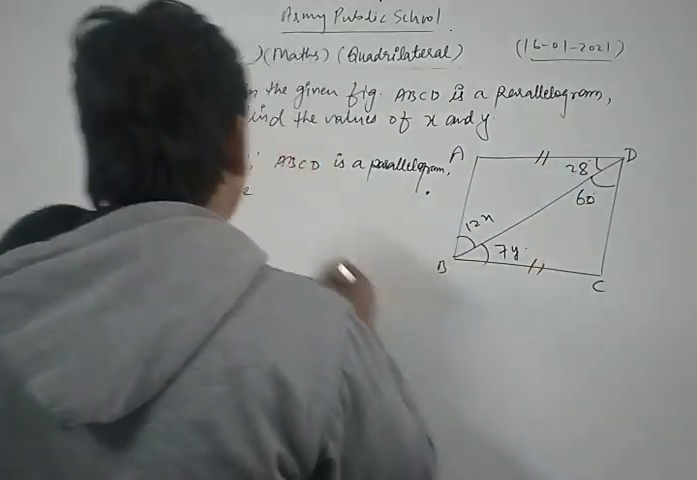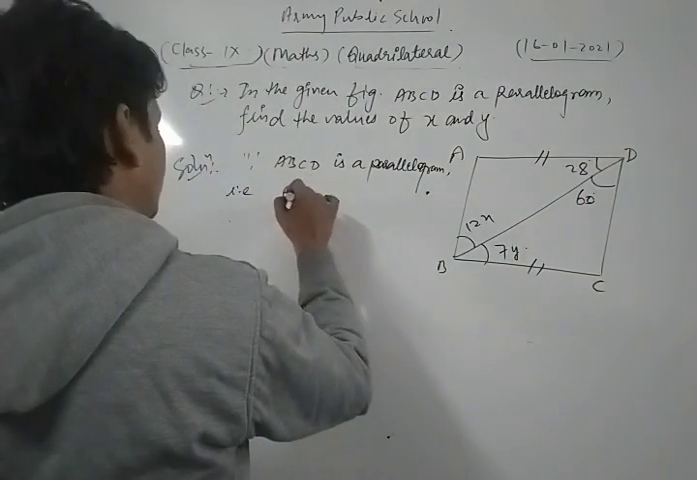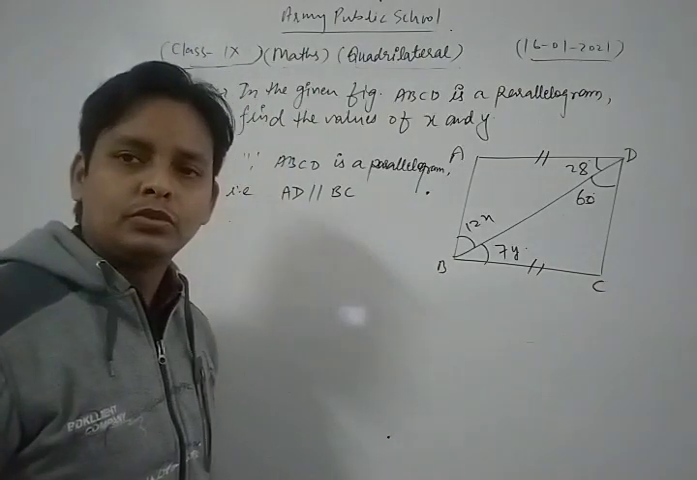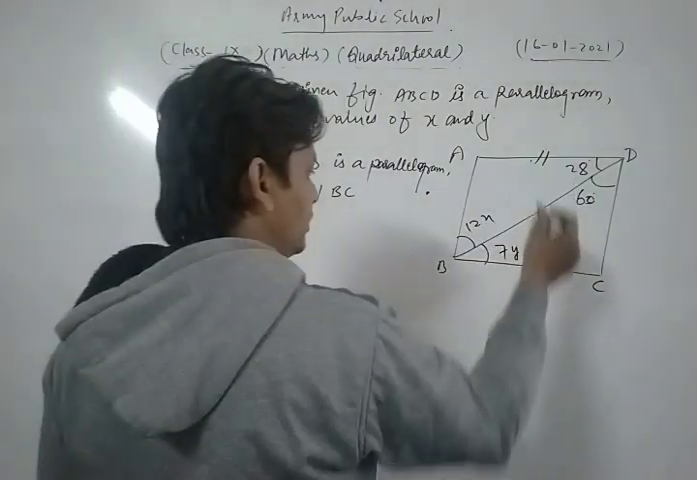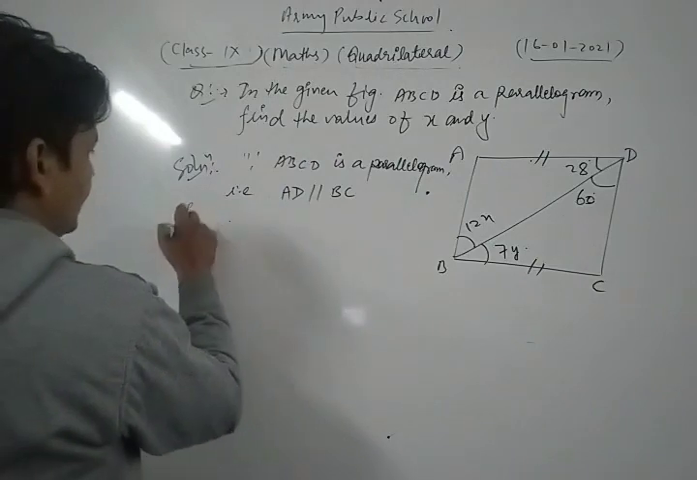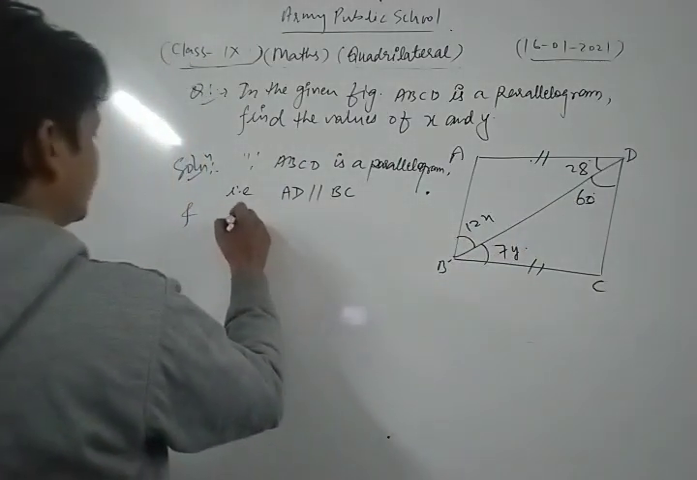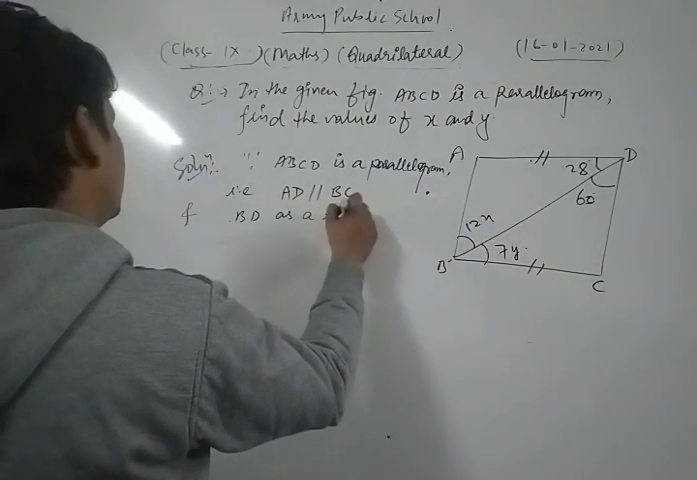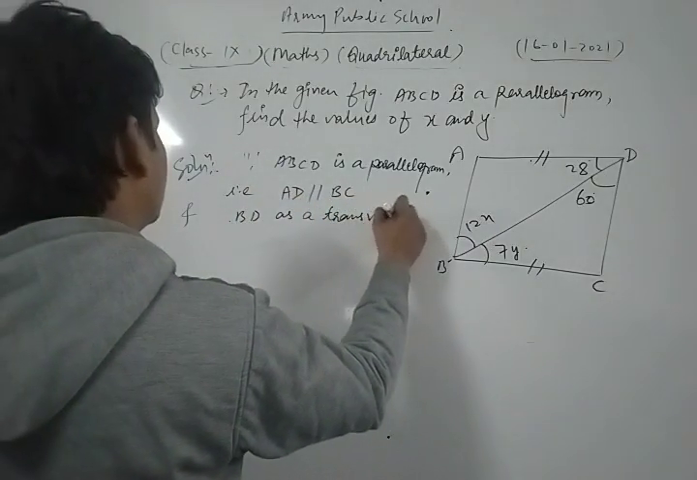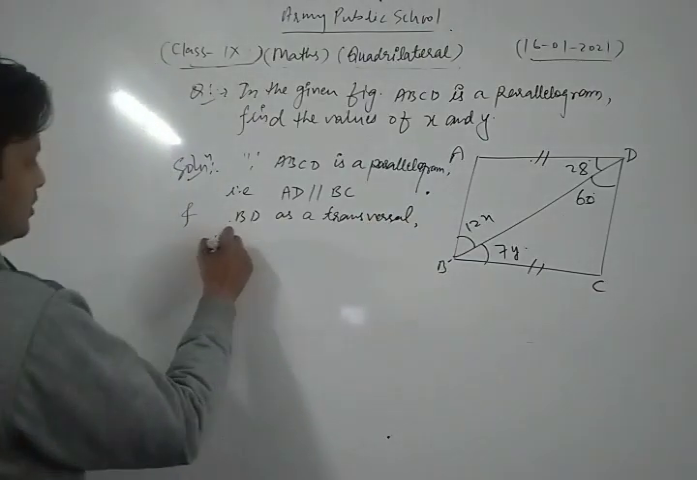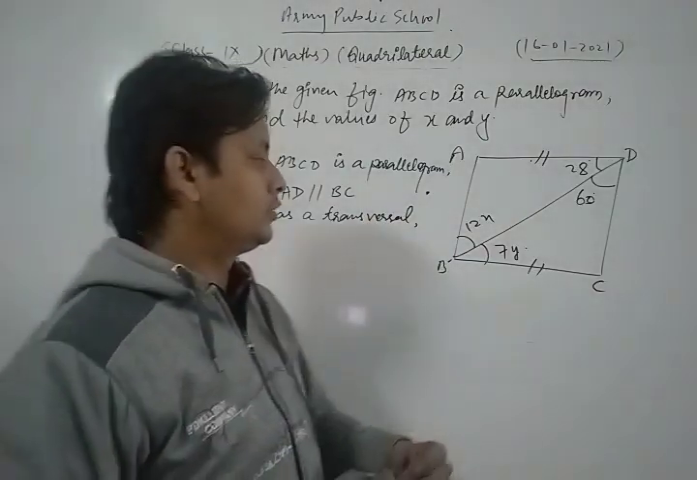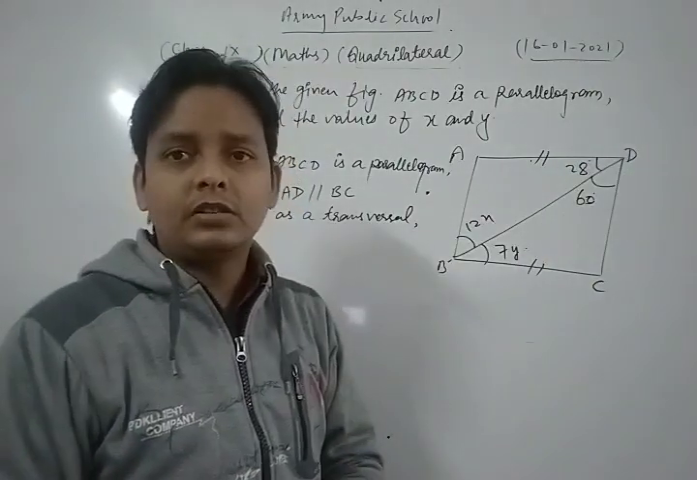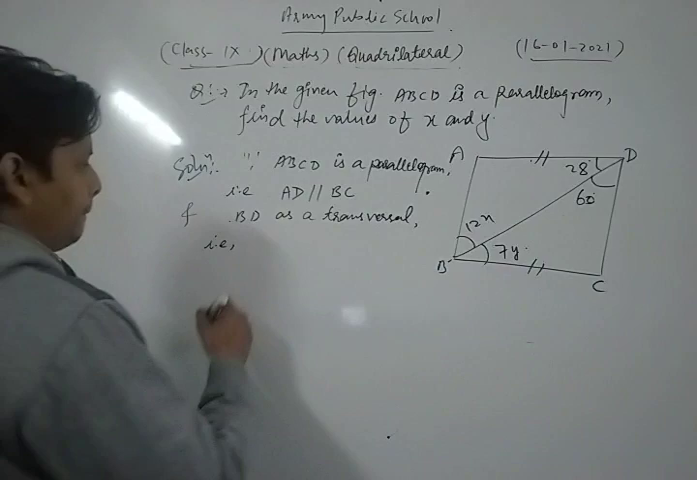AD parallel to BC, and we take BD as a transversal. Here, dear students, AD is parallel to BC and BD is a what? Transversal.